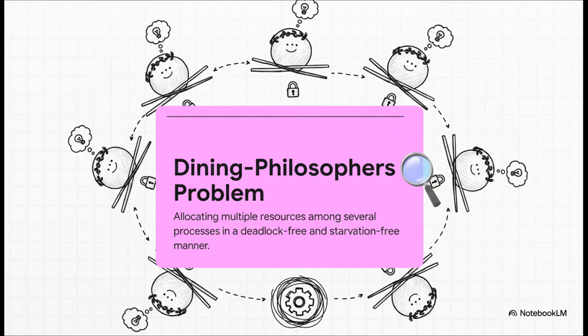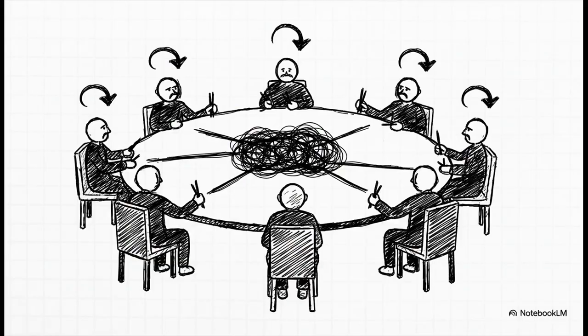Get this wrong, and your whole system can just stop. And this right here shows you exactly how things can go horribly wrong. The simplest, most obvious solution seems to be, hey, let's just make each chopstick a semaphore. A philosopher tries to grab their left chopstick, then their right one. Easy, right? Well, what happens if all five of them decide to eat at the exact same time?